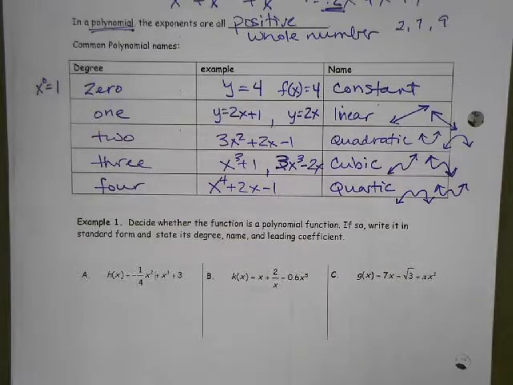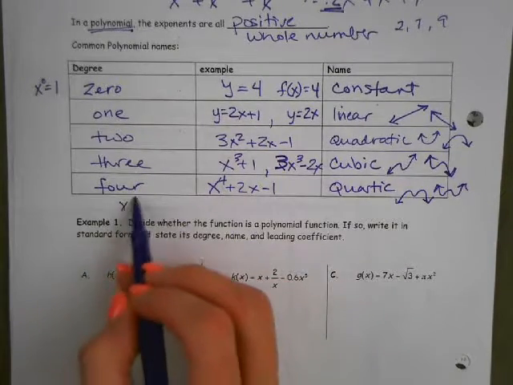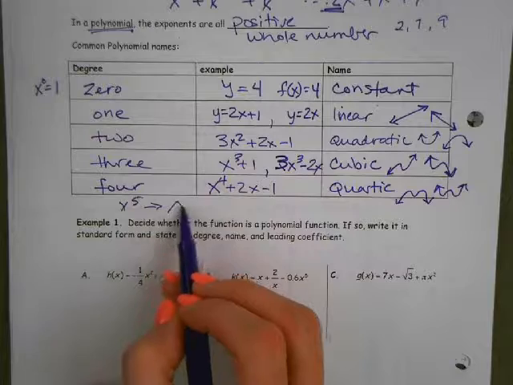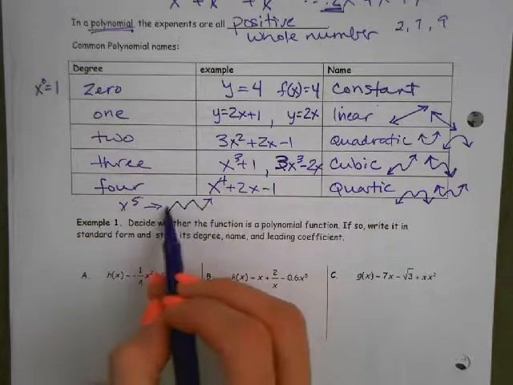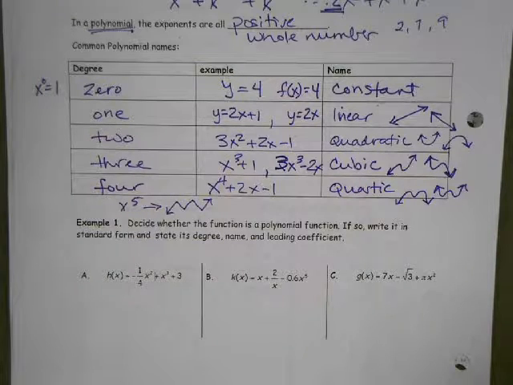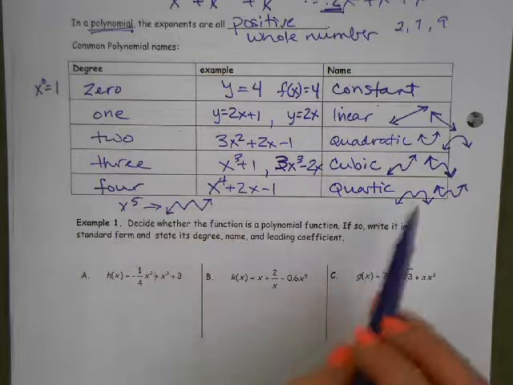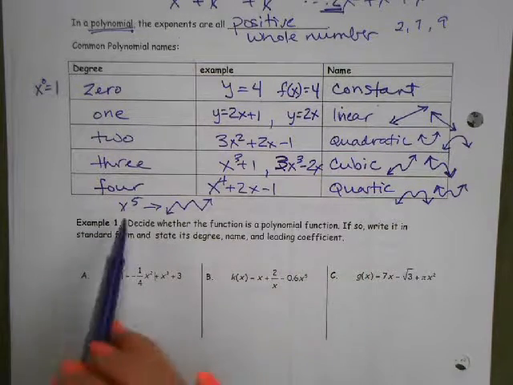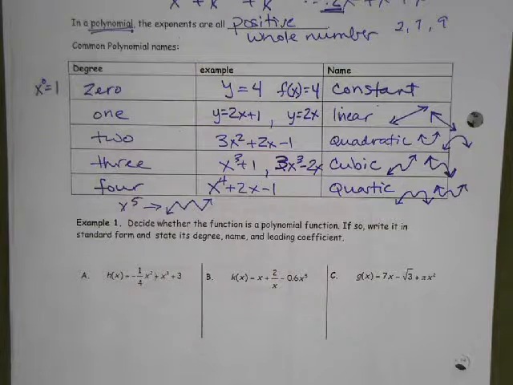So what would 5 look like? If I did x to the 5th, that would be 1, 2, 3, 4, 5. We don't talk about that. No, we don't, but I'm just throwing that out there. Right? So there's as many changes of direction as there are degrees. So if I have 4, I'm going to have 4 changes of direction. If I have 5, I'll have 5, etc. Okay? So the degree will affect the graph.